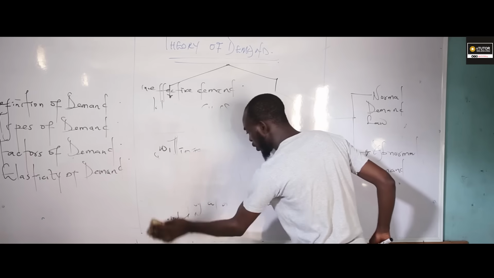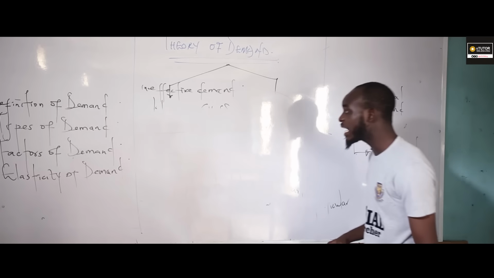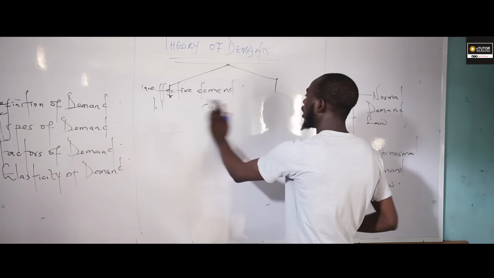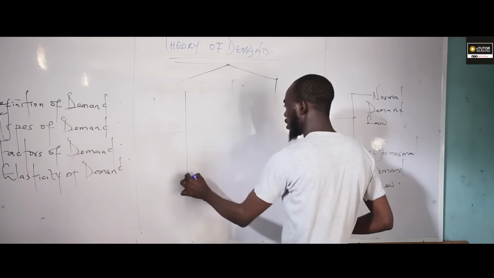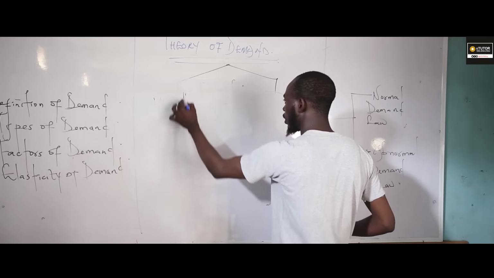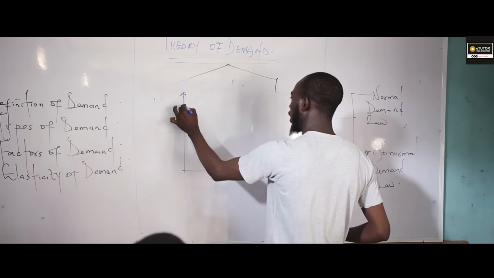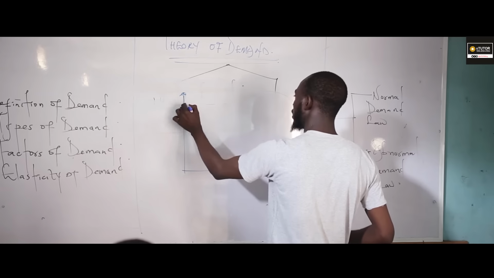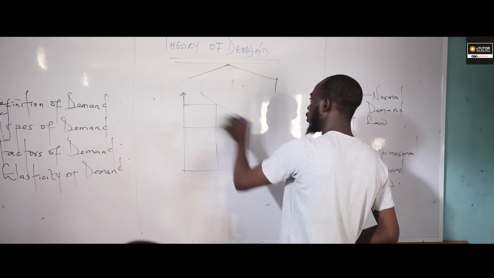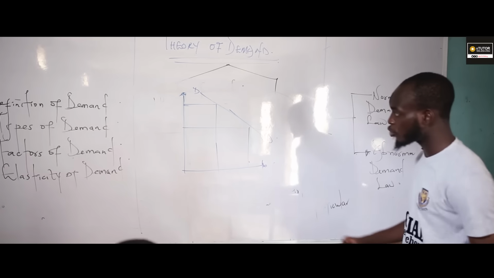The one that we know very well. Now, the normal demand law states that the higher the price of a commodity, the lower the quantity that will be demanded. The higher the price of a commodity, the lower the quantity that will be demanded. Now, this is an abstract drawing.